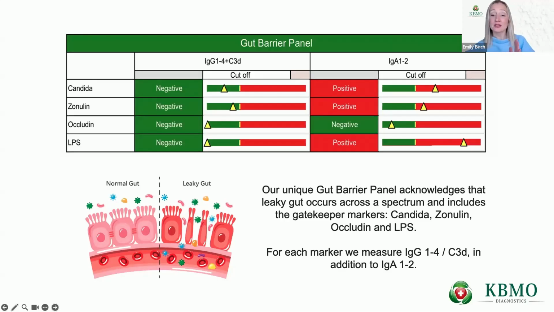But we acknowledge that it occurs on a spectrum. It's not just a case of you have leaky gut or you don't, you have permeability or you don't, you have degrees of. And this is what the gut barrier panel will help to show you as well. And as I mentioned, for each of these markers, we're testing IgG 1 to 4 and complement, and IgA 1 to 2. So let's talk a little bit more about those markers.